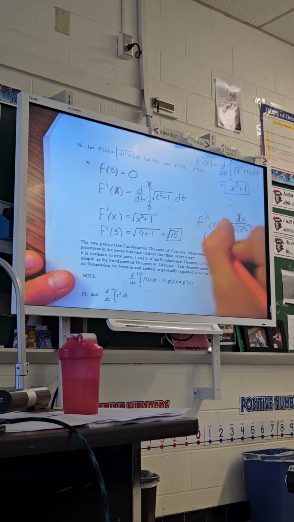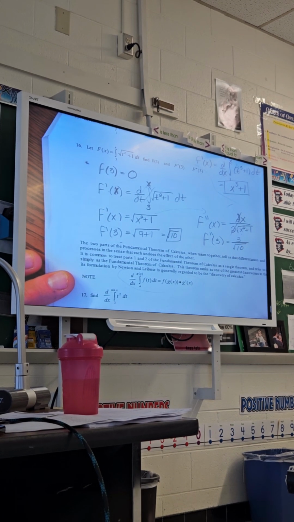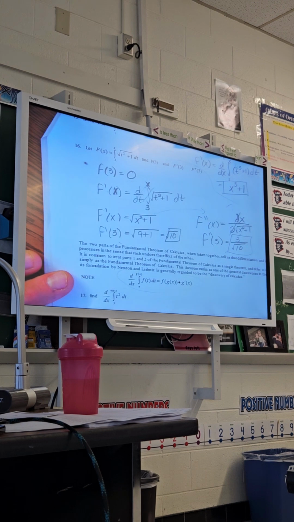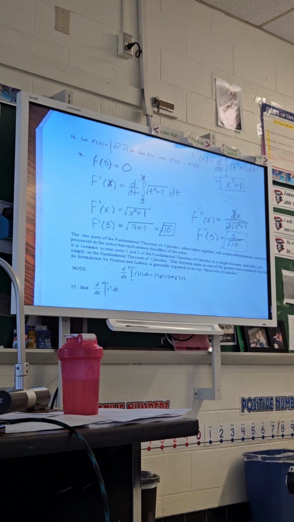So F double prime at 3, you just plug in. There you go. And you can leave the radical on the bottom. We don't care about radicals on the bottom. These are really typical types of problems that they have on the exam. Something that could be made really hard unless you understand it.